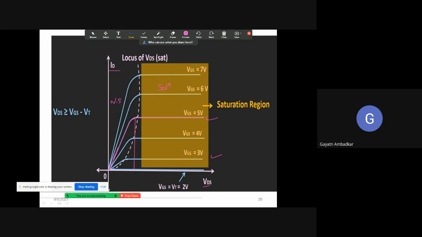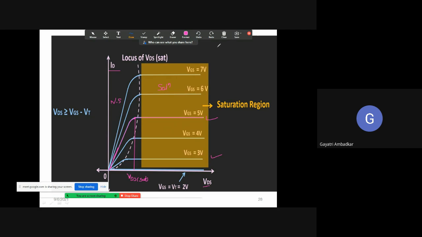On this axis we are showing VDS. The value of VDS from which the MOSFET enters into saturation, we will call VDS sat, the saturation voltage. So for this MOSFET, this is the saturation voltage, and after that it enters the saturation region. This is the output characteristics of the MOSFET.